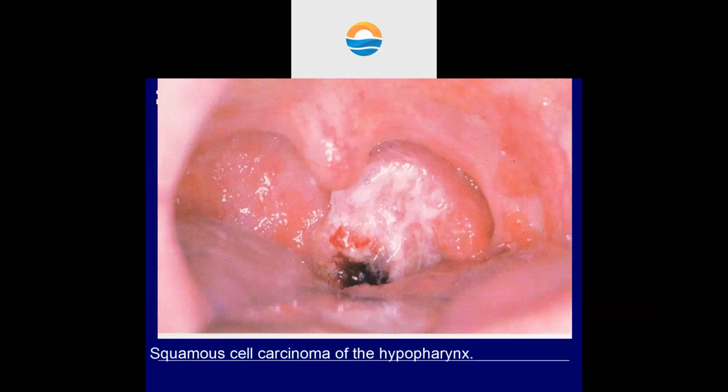Squamous cell carcinoma of the hypopharynx. Here you see the patchy pattern, some hemorrhages, and also some areas of whitish coloring.